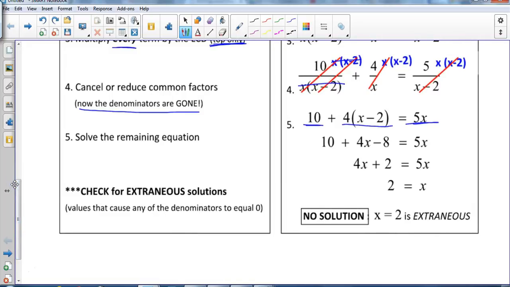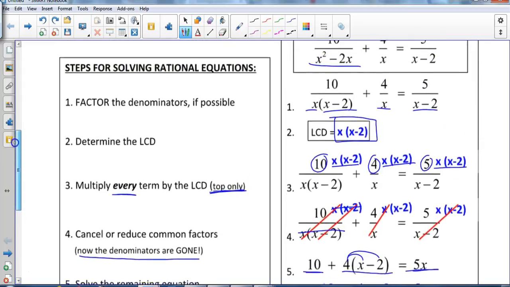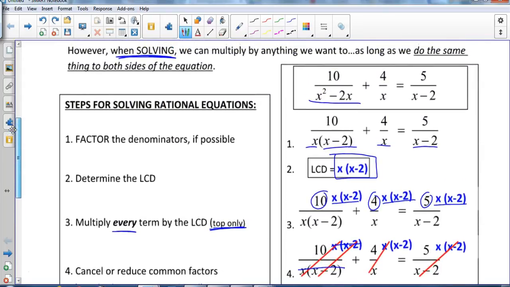Now, just basic equation solving. Distribute our 4. Join like terms. Solve. Now, even though we got the answer 2, we have to go back and check it. And it means check it on the original equation.